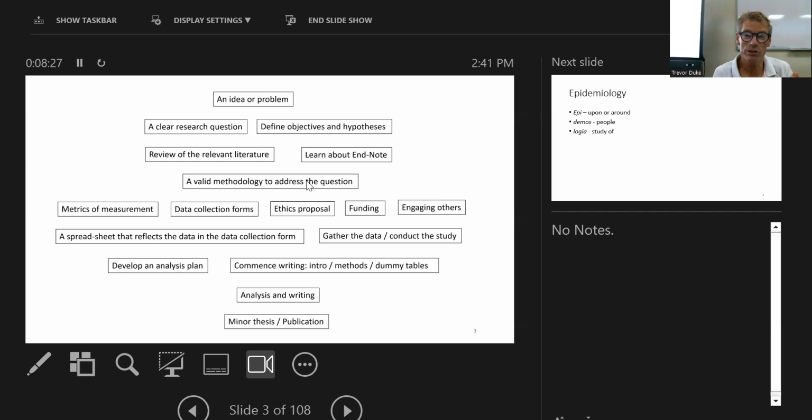Okay, it seems like a lot, but it doesn't have to be a lot. And most of the studies that you'll do are mostly observational, but they can still be quite complex in the way you design and analyze them.